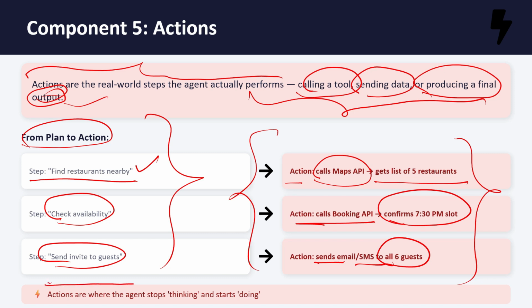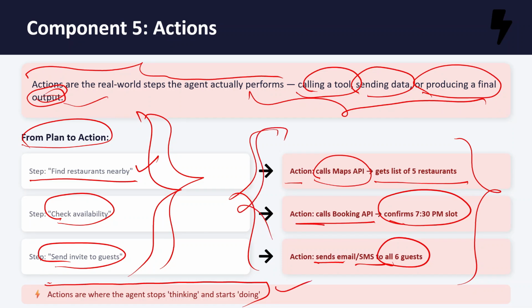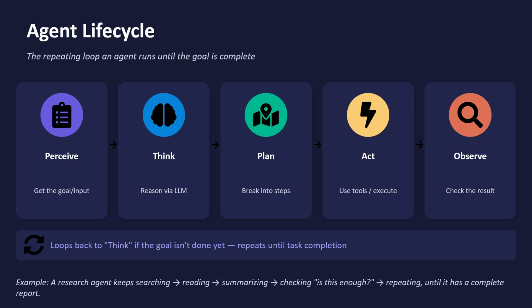So actions are where the agent stops thinking and starts doing. In the planning phase, it is thinking, but action is where it is actually doing the task that has been assigned to each plan. This is called the actions.